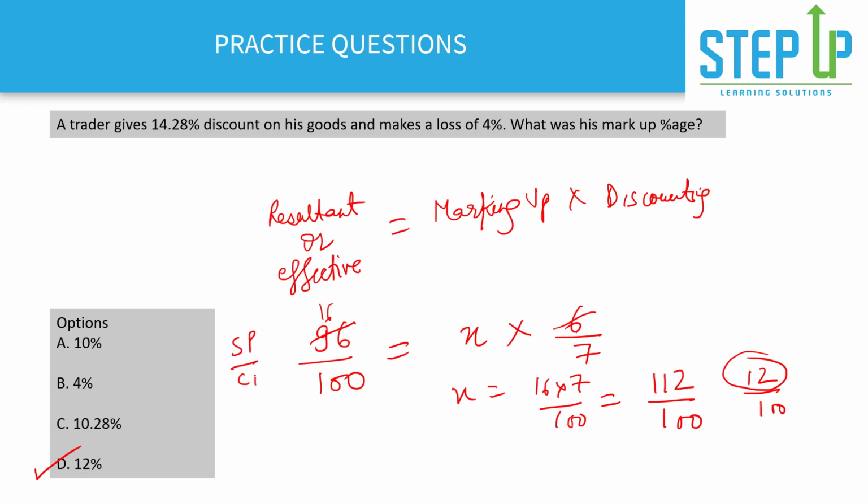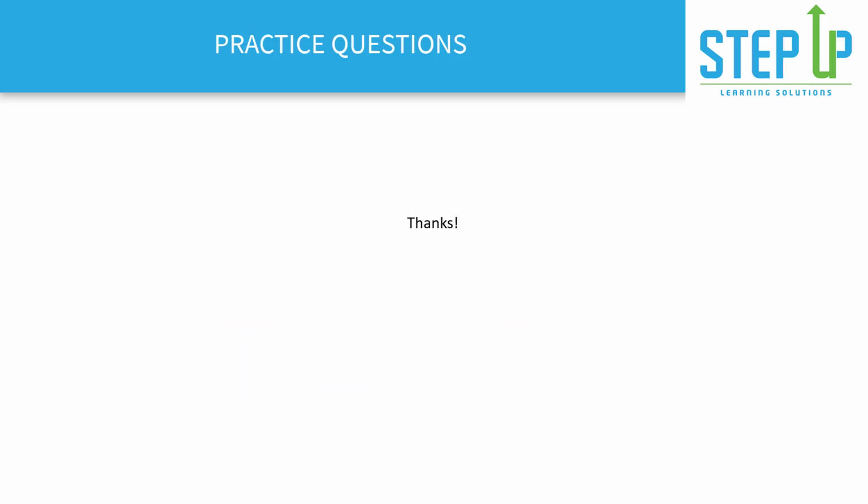As you can see, we know this basic formula of resultant change, which is a product of these two things, and we will always write it in the format of SP by CP. We also learned how to represent discounting or marking up in this format. So this is an extremely simple and important concept, and will help us solve our questions in 5 to 10 seconds.